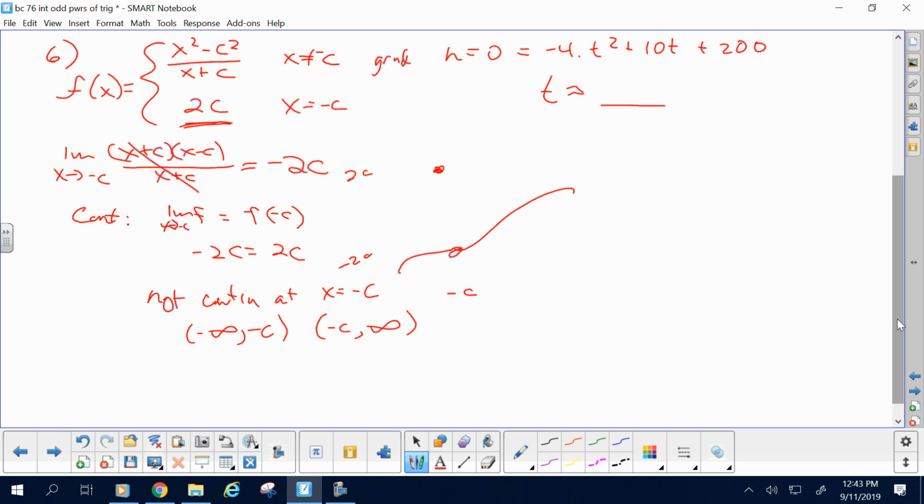Test for genius though. Unless c is 0. If c is 0, is it continuous? Yeah. So let's assume that c is not 0. But if c equals 0, then it's continuous at all reals. Okay? That's a good one.